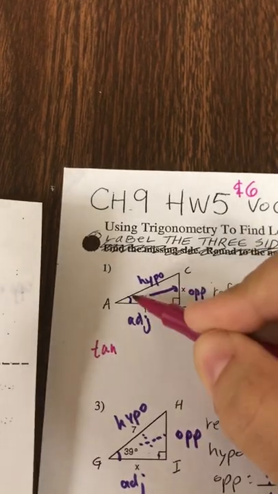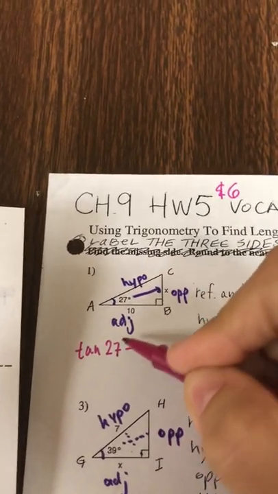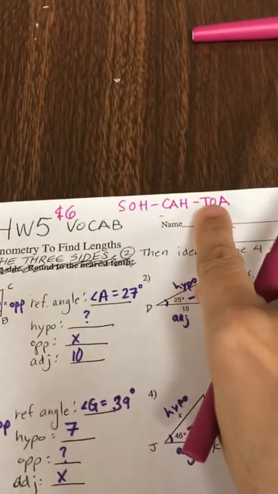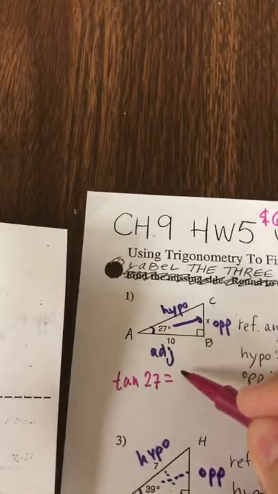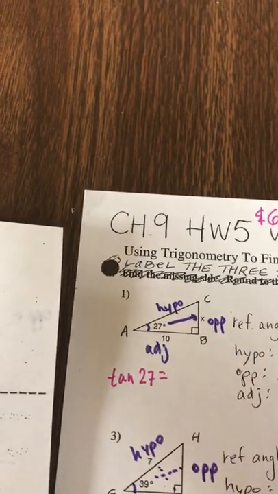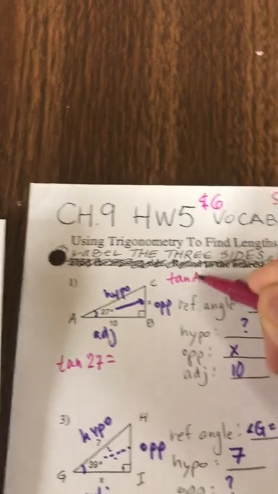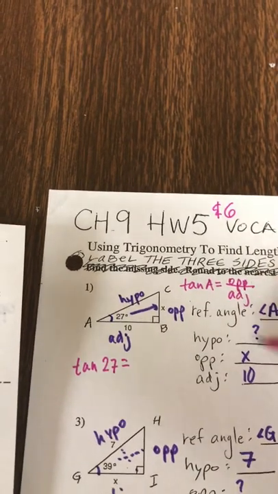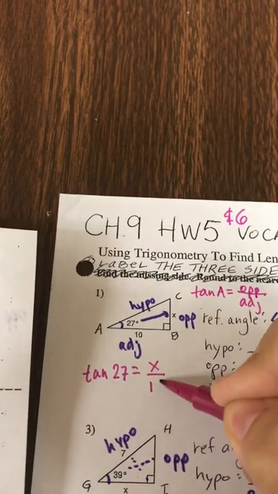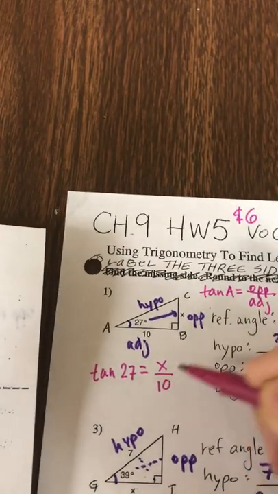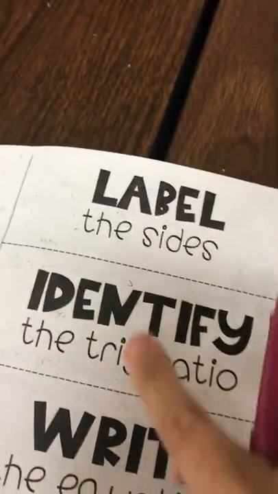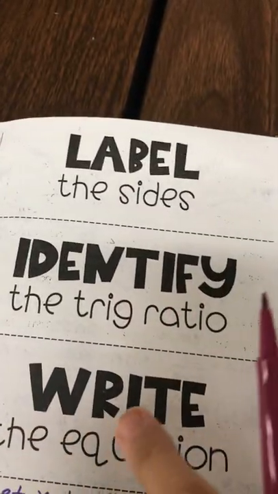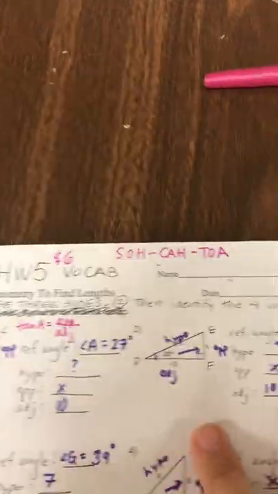So the tangent of 27 is equal to, and TOA, opposite over adjacent. So the tangent of an angle is opposite over adjacent. So x over 10. Awesome. I'm going to set up a few more, identifying the trig ratio and writing the equation, and then I'll come back and solve for the missing side. Let's just practice this one skill.